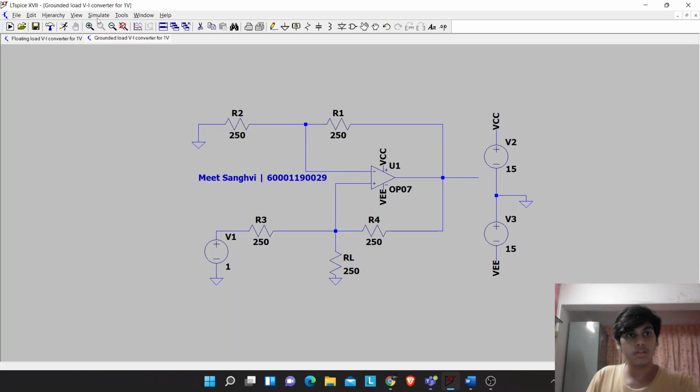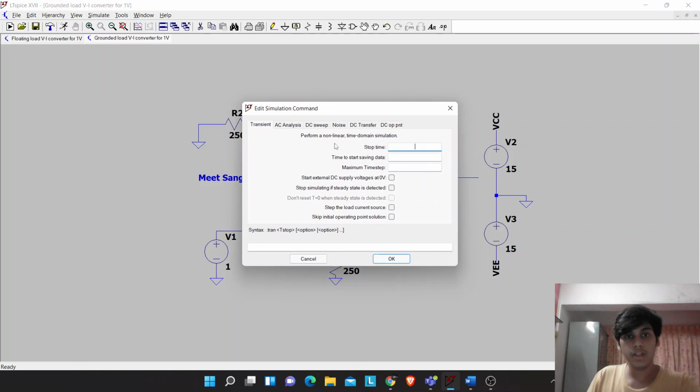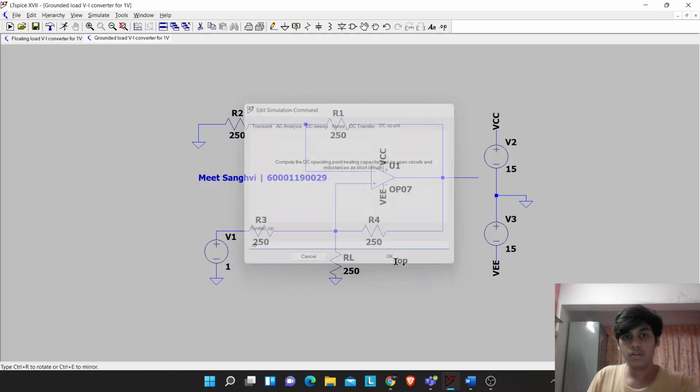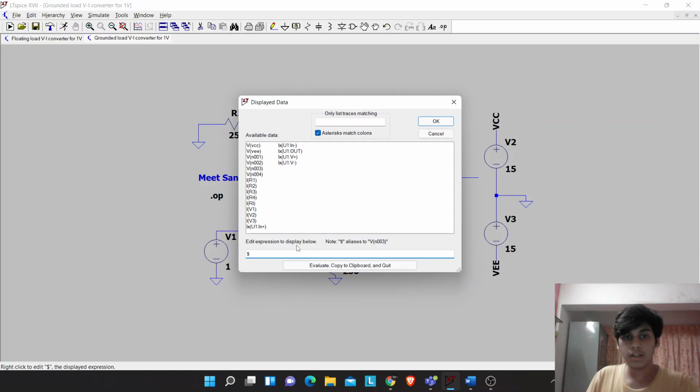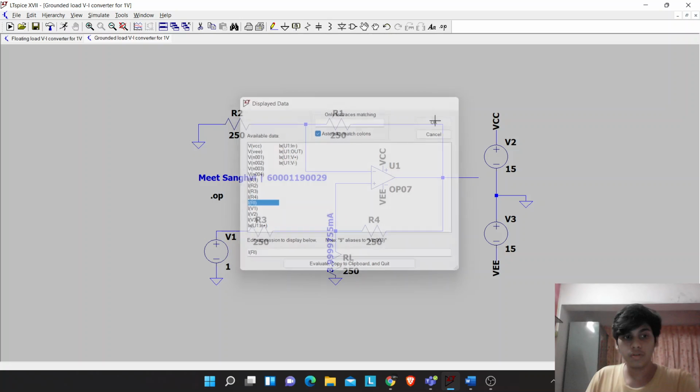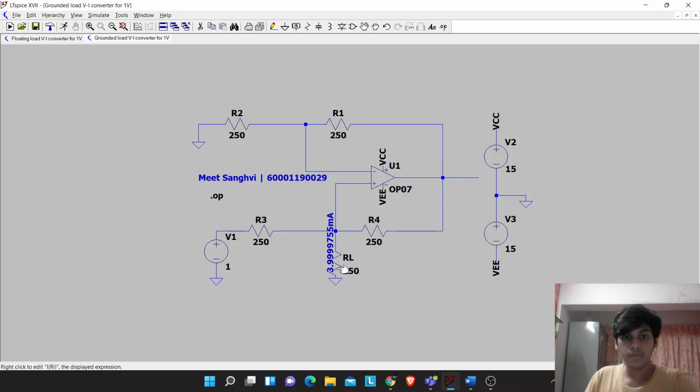We'll just simulate, edit simulation command, operating point, okay. Now we run the circuit for 1 volt. The load resistance is 250 ohms. We'll close this and place a pointer over here. It gives us voltage, so right click, delete the dollar sign, select IRL and press OK. So we get 3.999, which is very close to 4 milliamperes, which was expected.